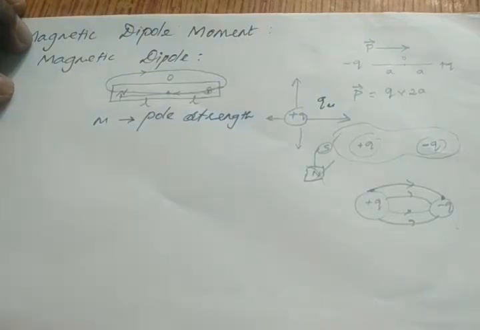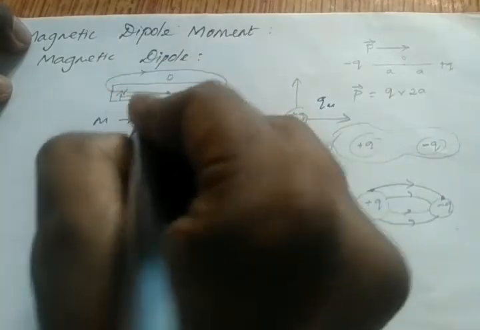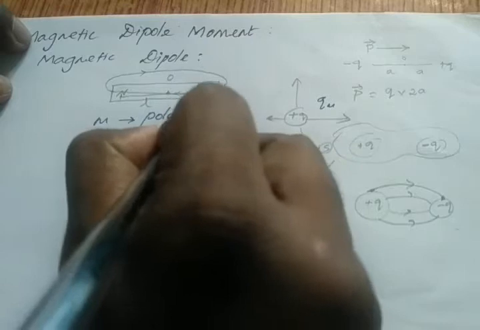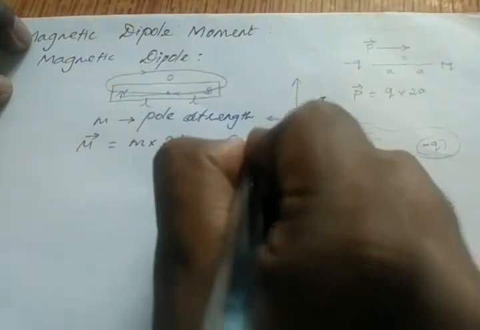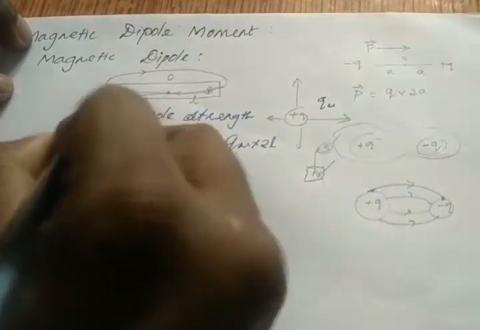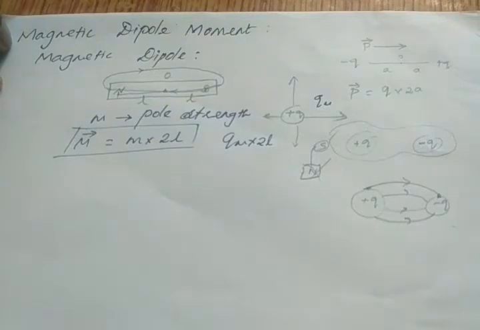From this we can say the magnetic dipole moment M is defined as pole strength into 2L. In the metric book they said QM into 2L. Whatever it is, magnetic charge or magnetic pole strength, M into 2L is the formula for magnetic dipole moment.